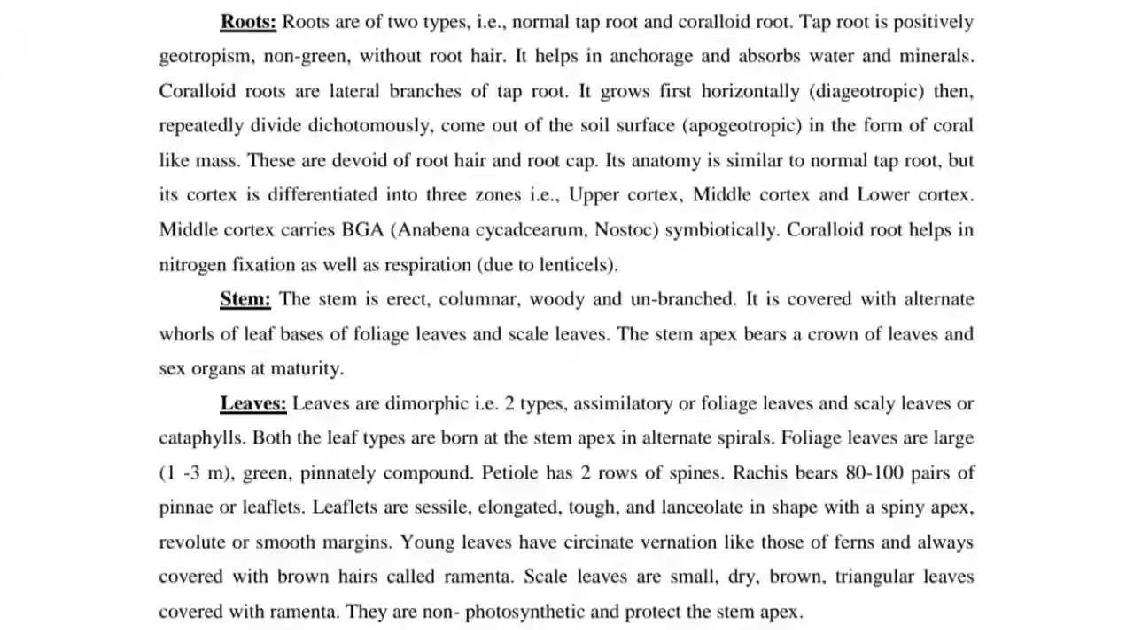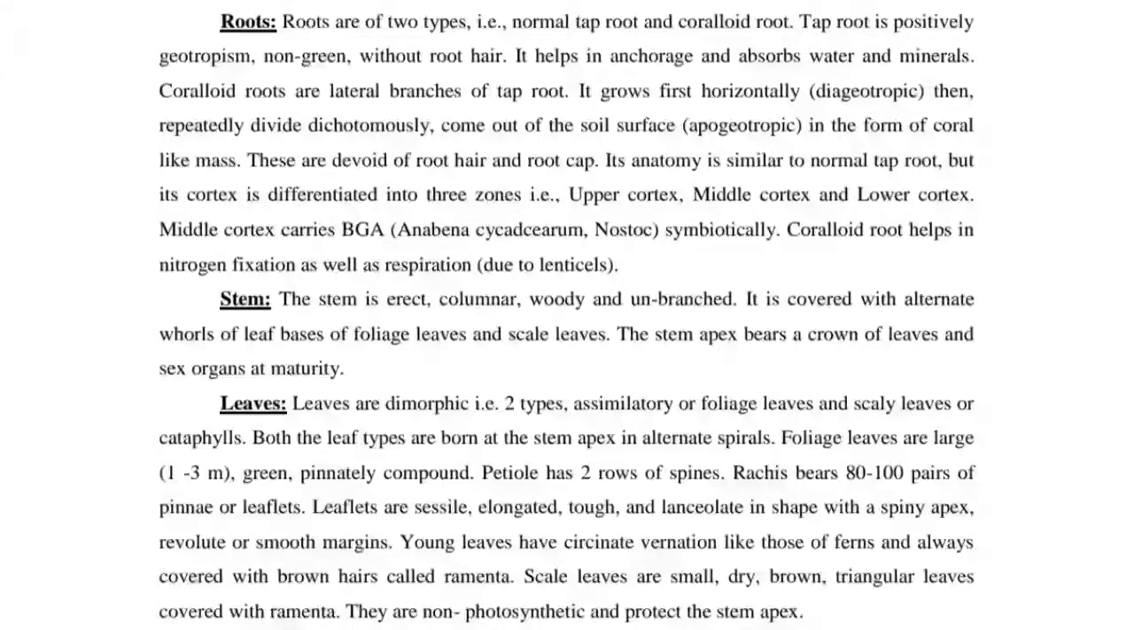Its anatomy is similar to the normal taproot, but its cortex is differentiated into three zones, i.e. upper cortex, middle cortex and lower cortex. Middle cortex carries BGA Anabaena cycadeae and Nostoc symbiotically. Coralloid root helps in nitrogen fixation as well as respiration due to lenticels.